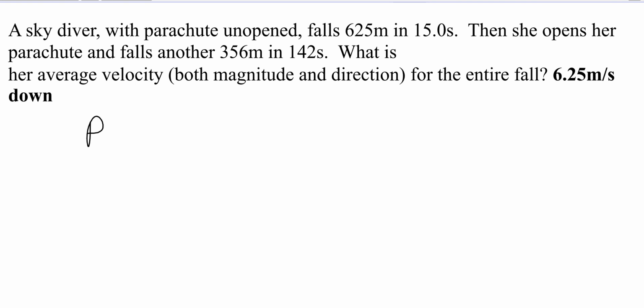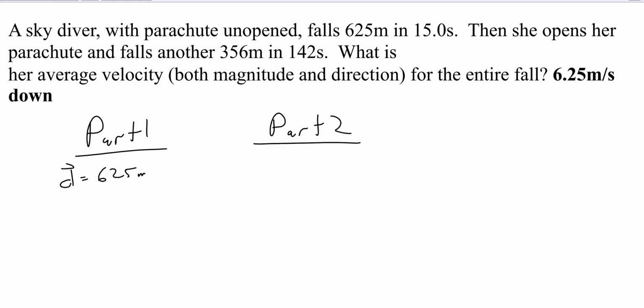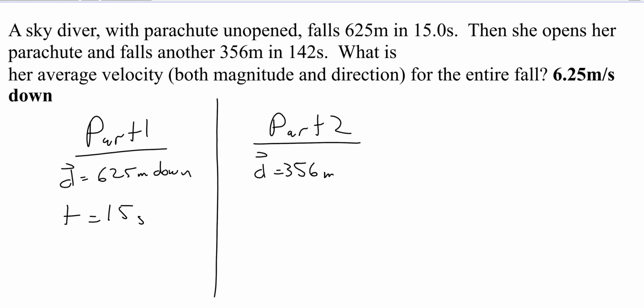Just like the one on the quiz, we got a part 1 and a part 2. But this is one of the easy vector ones because the parachutist doesn't change direction. They're always falling down, so all we have to do is remember to write down at the end. They fall with the parachute unopened 625 meters down in 15 seconds. Then they open the parachute and only fall 356 meters down in 142 seconds.